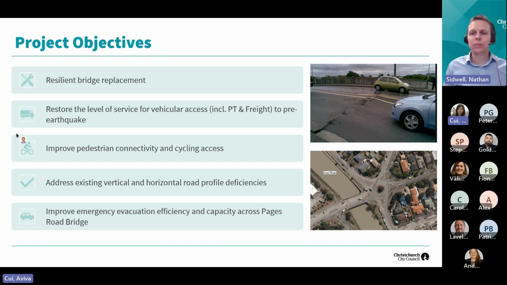We also want to improve the emergency evacuation efficiency and capacity across Pages Road Bridge. So this is something that I held dear to myself, and I held the project team to get a good design that will achieve this. And we do have a solution that we have proactively tried to find the most efficient way that people can evacuate out of New Brighton through the intersection and across the bridge. And you'll see that in the scheme design. Now I'll pass you over to Pete Lavelle, who will talk you through the scheme design.